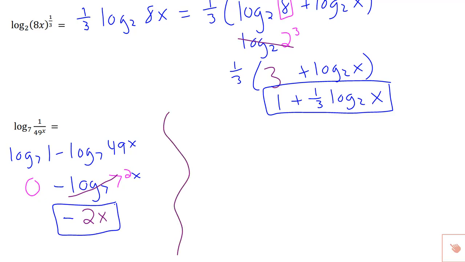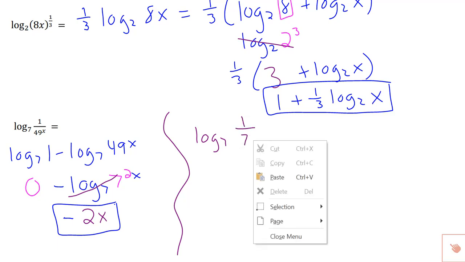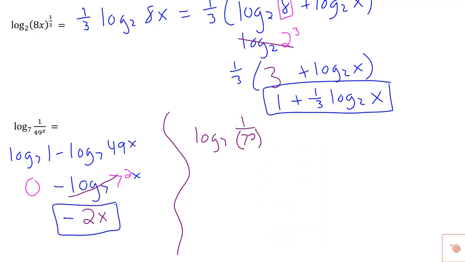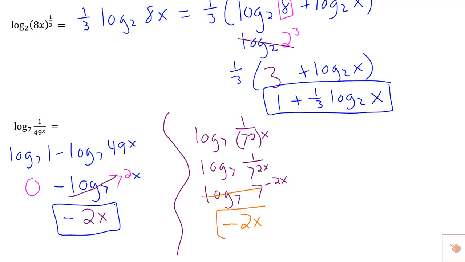Let's see how we could have done this with exponents as well. Log base 7, 1 over 49 to the x. I'm going to go step by step. 49 is the same as 7 squared to the x power. A power to a power, our exponent rules tell us to multiply. When it's in the denominator, our exponent rules tell us to write it on the opposite side with a negative exponent. And then from our log rules, we know log 7 simplify, and we're left with what was in the exponent.